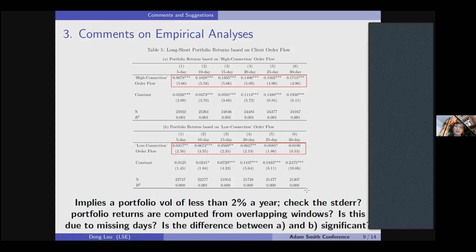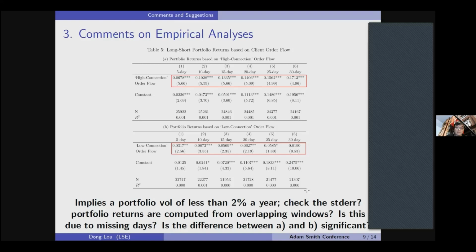The annual vol of this portfolio is under 2%. It's actually 1.5%. That's extremely low for corporate bonds, right? Normally, when you look at long-short portfolio volatility in the stock market, annual volatility is on the order of 5–10%. I mean, 10%. I think that's already very low. We're looking at 1.5% annual vol for corporate bonds. That seems too low to me. Maybe check the standard errors.